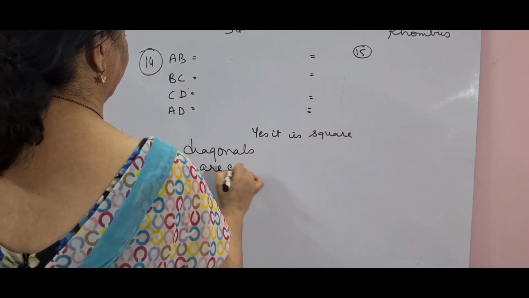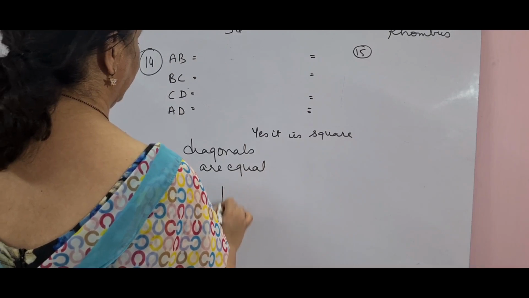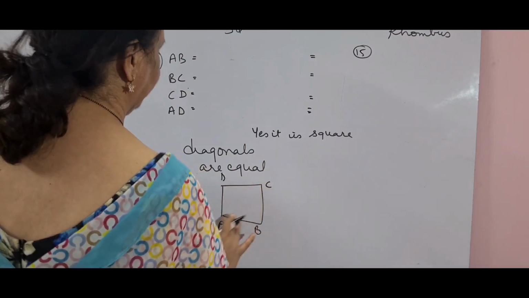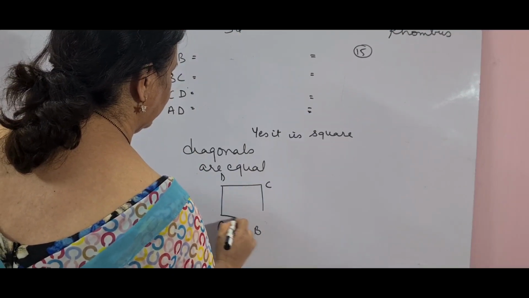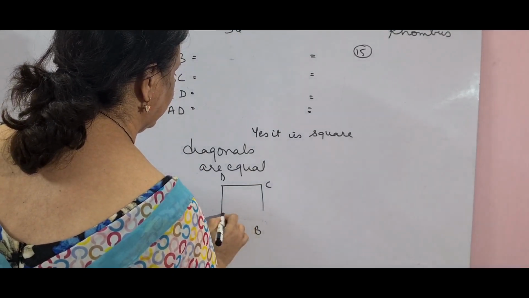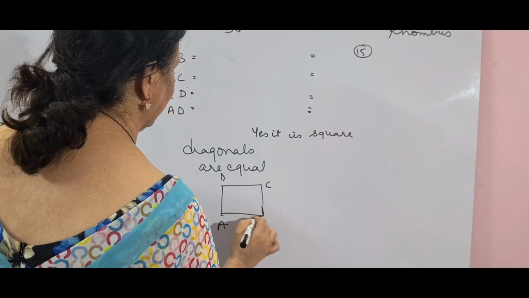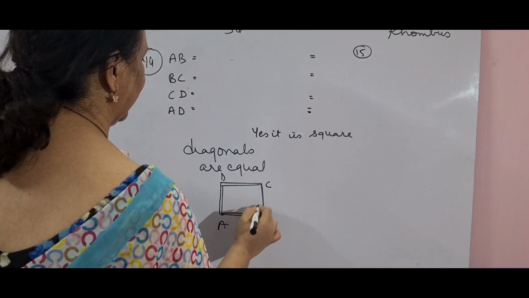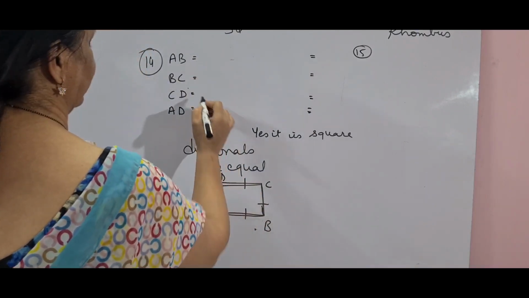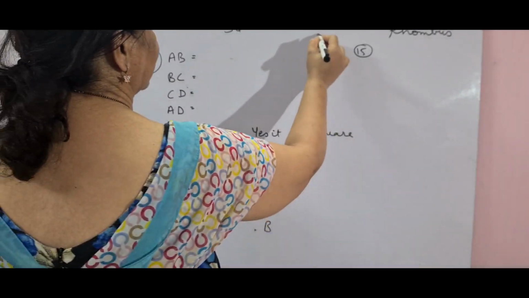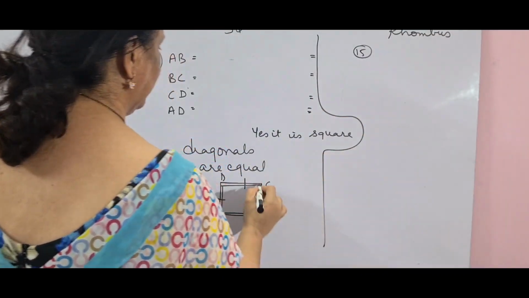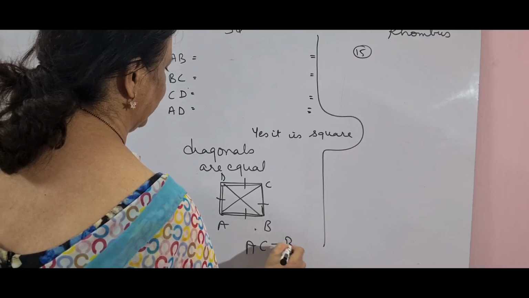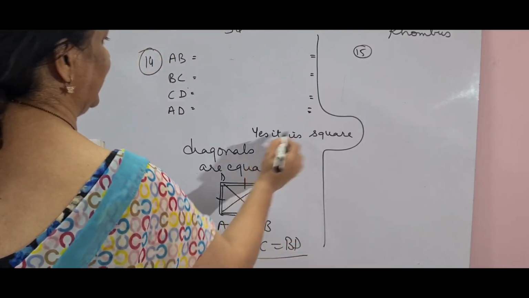So children, what I want to tell you here is that you make a figure of square A, B, C, D. I'm not making it to scale, I'm just trying to make you understand. So just you know how to do it, very neat and clean figures to be made. Now all the sides you have to find, that is what I have written here. To distinguish it from the rhombus, as in question number 15, you have to find the diagonals also. AC should be equal to BD. If they are equal, then it is a square.